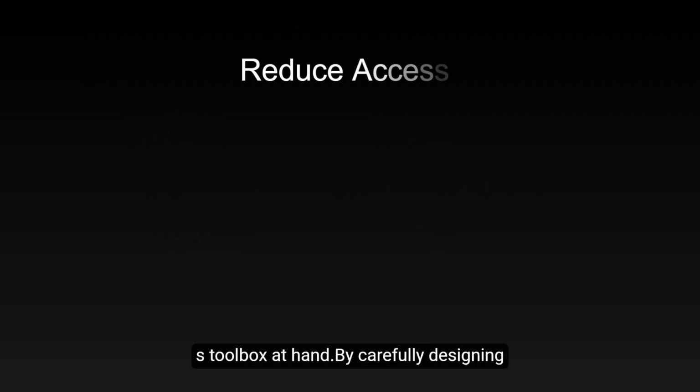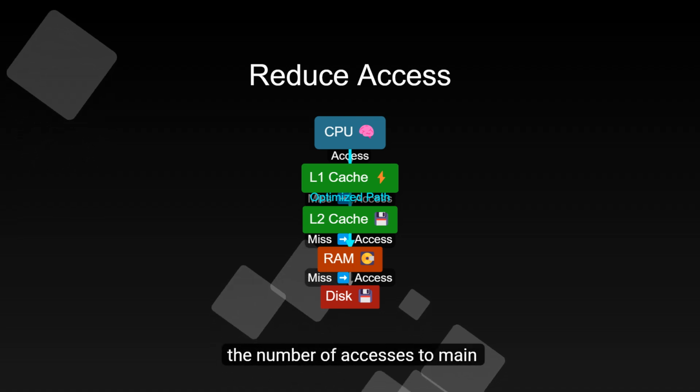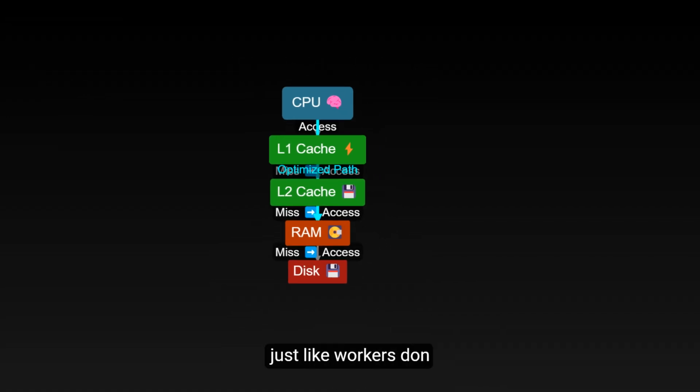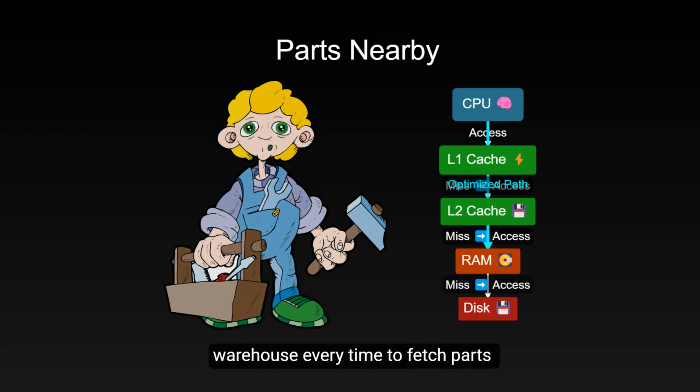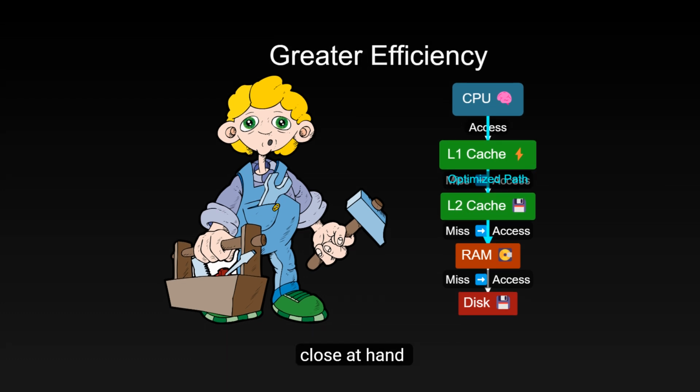hand. By carefully designing the data storage and access sequence, the project successfully reduced the number of accesses to main memory. Just like workers don't have to run to a distant large warehouse every time to fetch parts, but instead keep commonly used parts close at hand, greatly improving work efficiency.